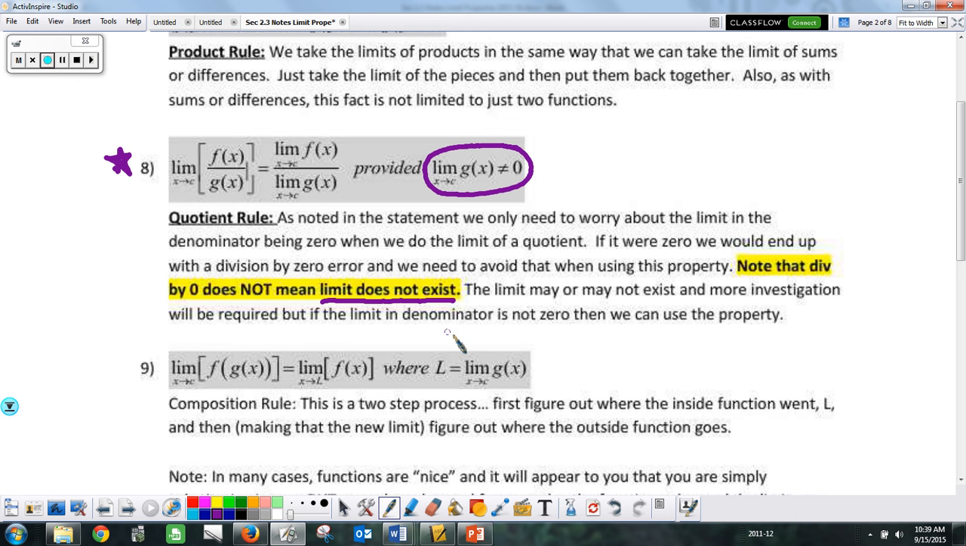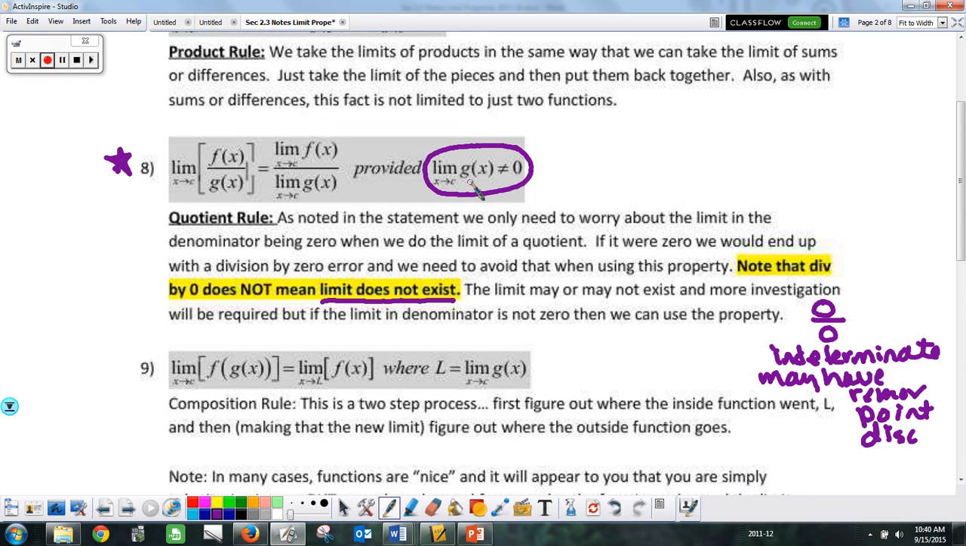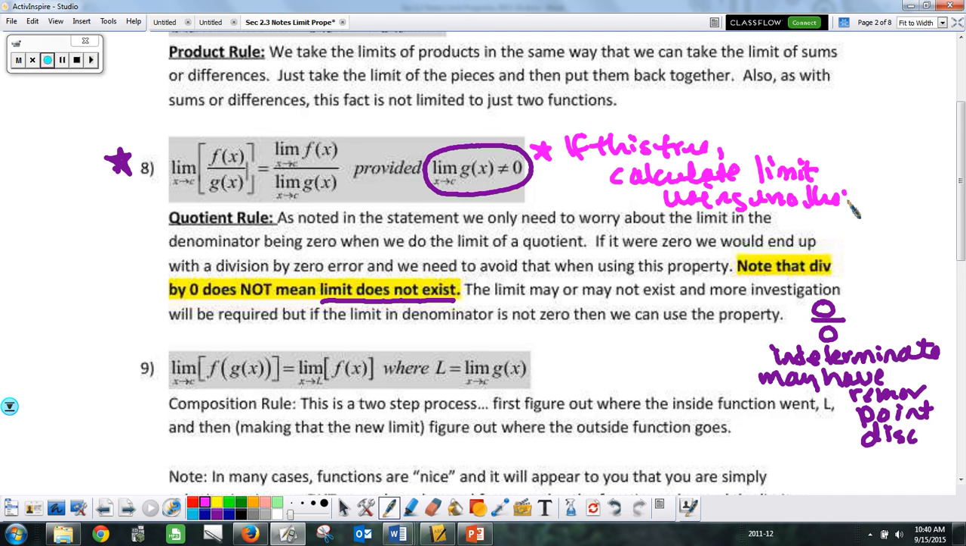If the limit in the denominator is 0, but we had the form 0 over 0, which is what we call our indeterminate form, that is a clue that we may have a removable point discontinuity. So if the limit as x approaches c of g of x is 0, we don't want to say that the limit doesn't exist. We're going to call that the do more work form. So if it works, it works. If the property doesn't apply because of this, you're going to have to calculate the limit using another method, which means do more work. And you'll start to see in this set of notes what that do more work is going to be as we come across some of these.